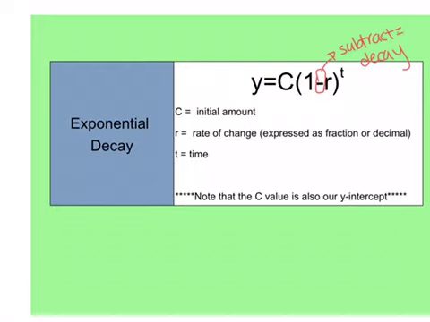So the variables stand for the same thing. Our C is still our initial amount, the amount that we start with. Our R is still our rate of change. We want this, remember, as a fraction or a decimal, not a percent. If it's a percent, we have to change it. And then t is going to be our time. Remember, that can also be interchanged as our x value. So we can always write that as our x as well.